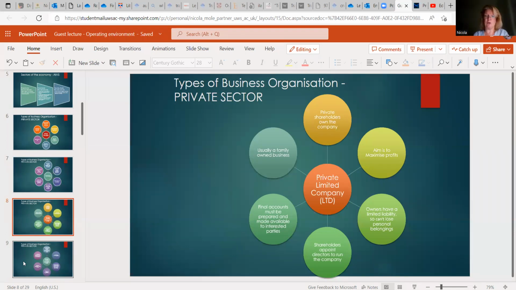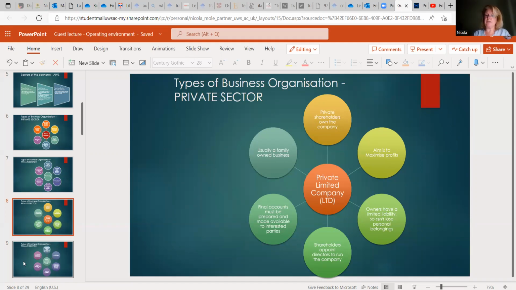If you think back to a partnership, if there is a problem in the business and they have to close the business and sell the assets, the partners might lose their houses, cars, anything like that, because there is unlimited liability in a partnership. But in a private limited company, you can't lose all your personal possessions. So if the business goes bankrupt, you can still keep a lot of your own personal investments, which is good.